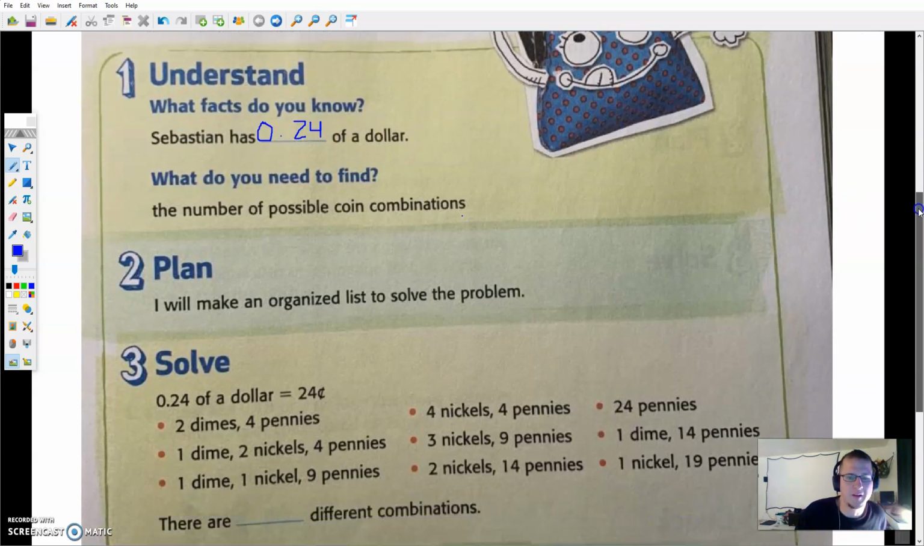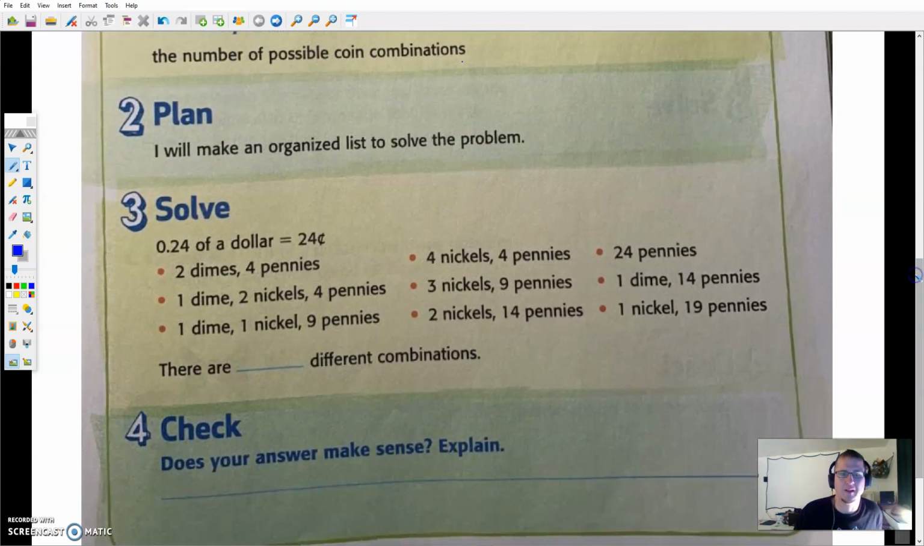Now, if we follow down here, as we make a list, we know that we need to equal 24 cents. So the different ways we can equal 24 cents. Start off with our coins. Remember, a quarter is 25 cents, so we cannot have any quarters. We're only going to have dimes, nickels, and pennies. Dimes being worth 10 cents, nickels being worth 5 cents, and pennies being worth 1 cent.